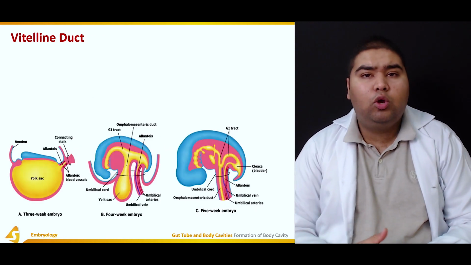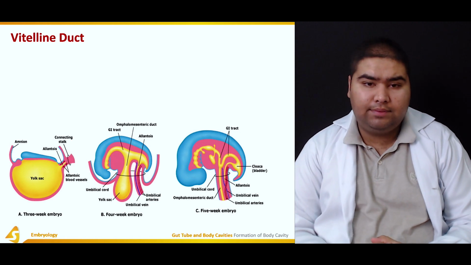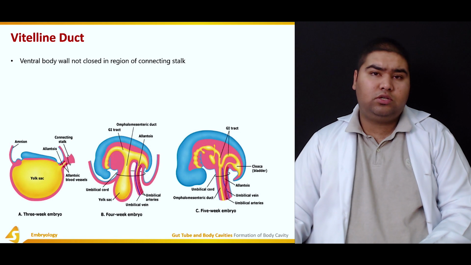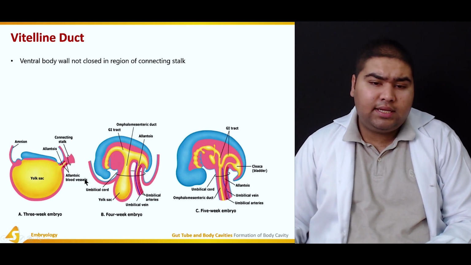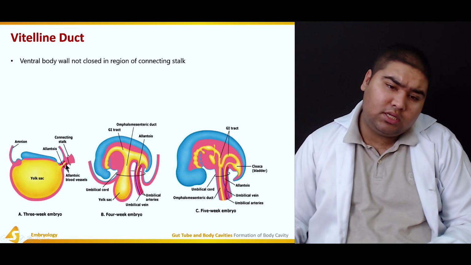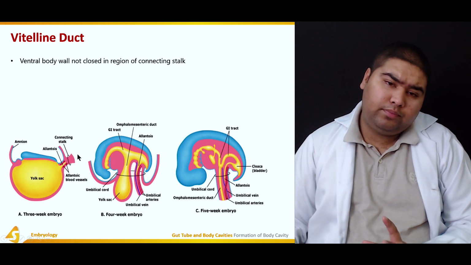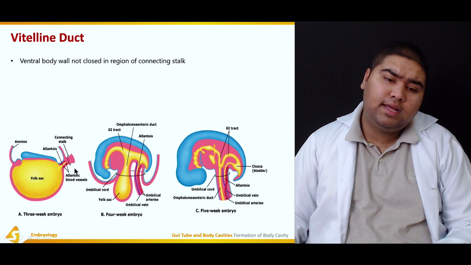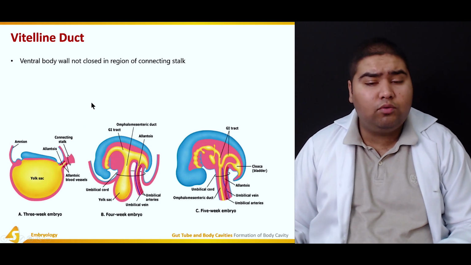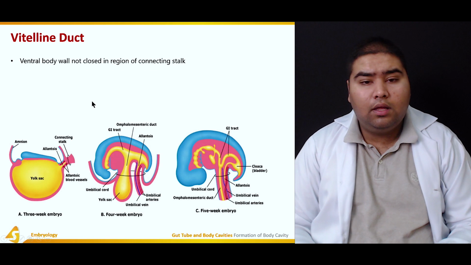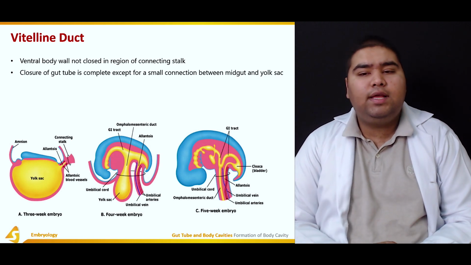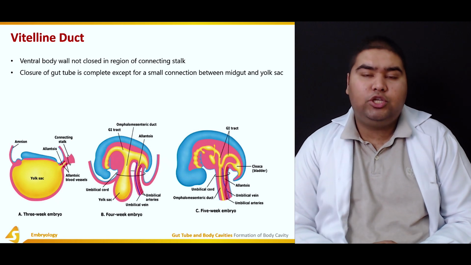So now, what is vitelline duct? The ventral body wall does not close in the region of the connecting stalk. Connecting stalk is this region from where the growth and nutrients are coming to the fetus. In this region, the ventral body wall is not closed. The closure of gut tube is complete except for a small connection between midgut and yolk sac.